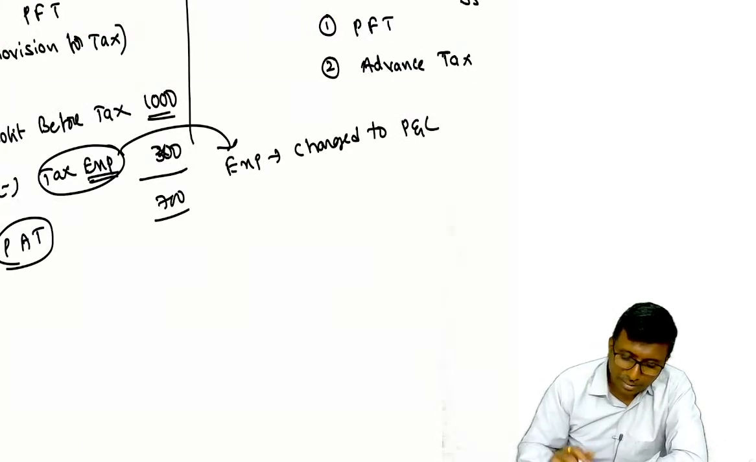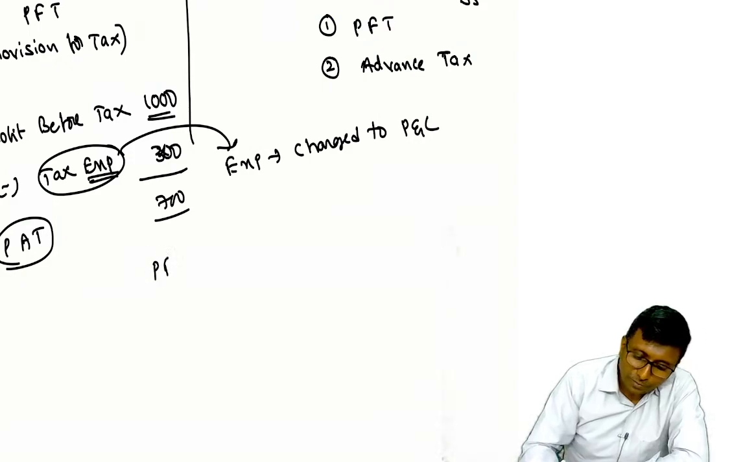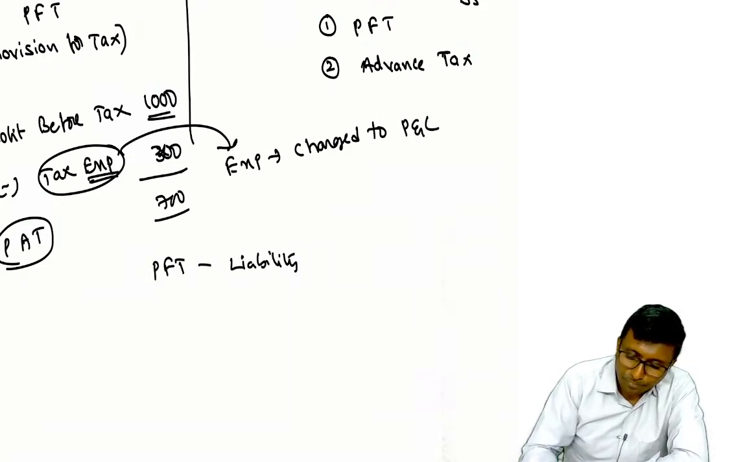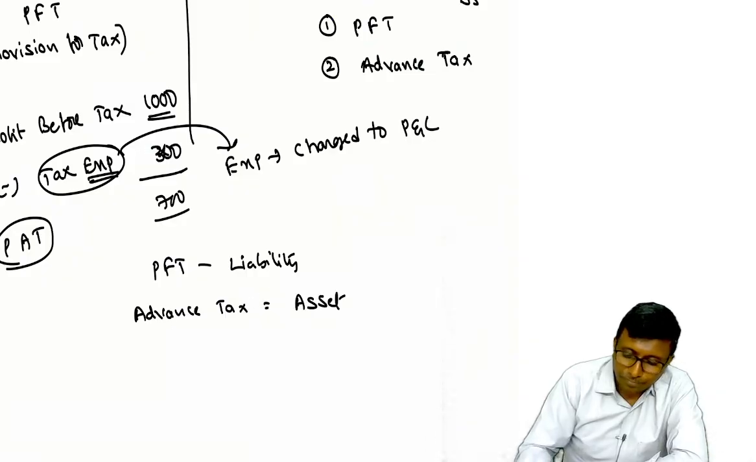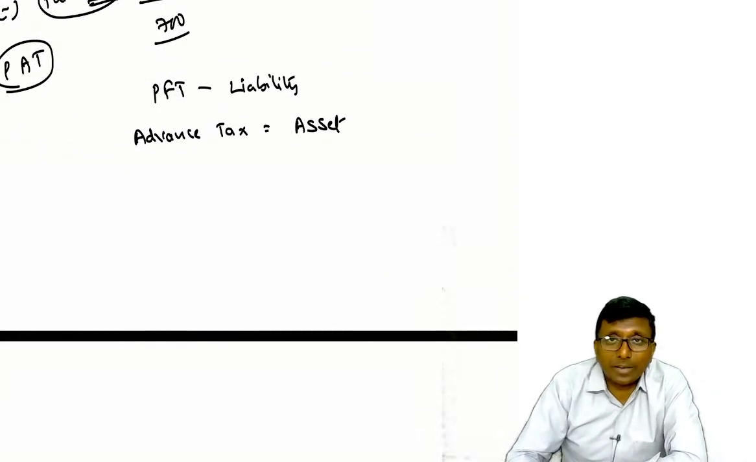Great. Again, as usual. See, provision for tax is a liability. You make a note. Okay. What about advance tax? You first paid the government. Advance tax is an asset. Your tax master will explain, or must have already explained.